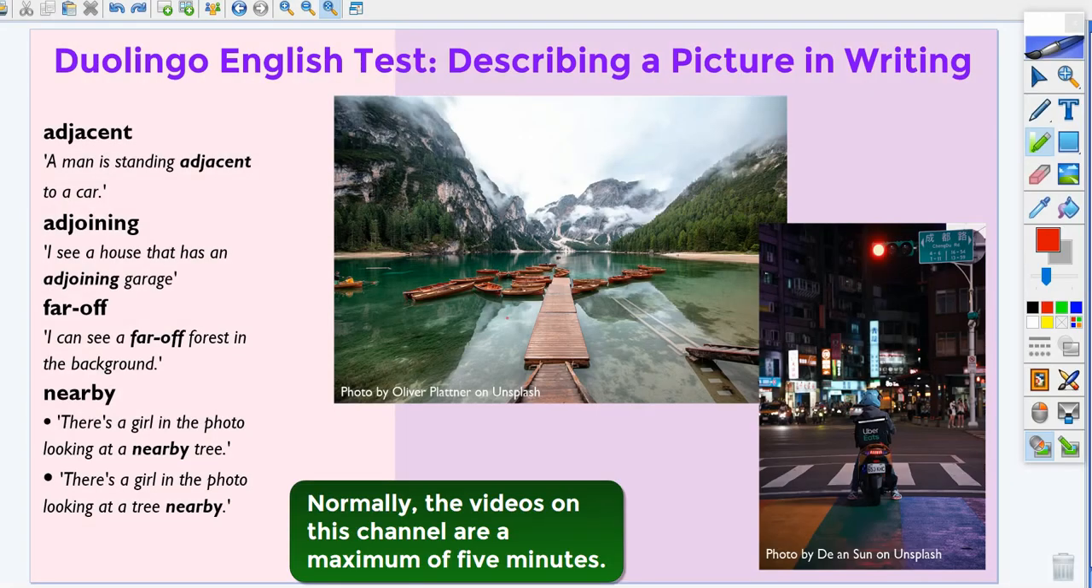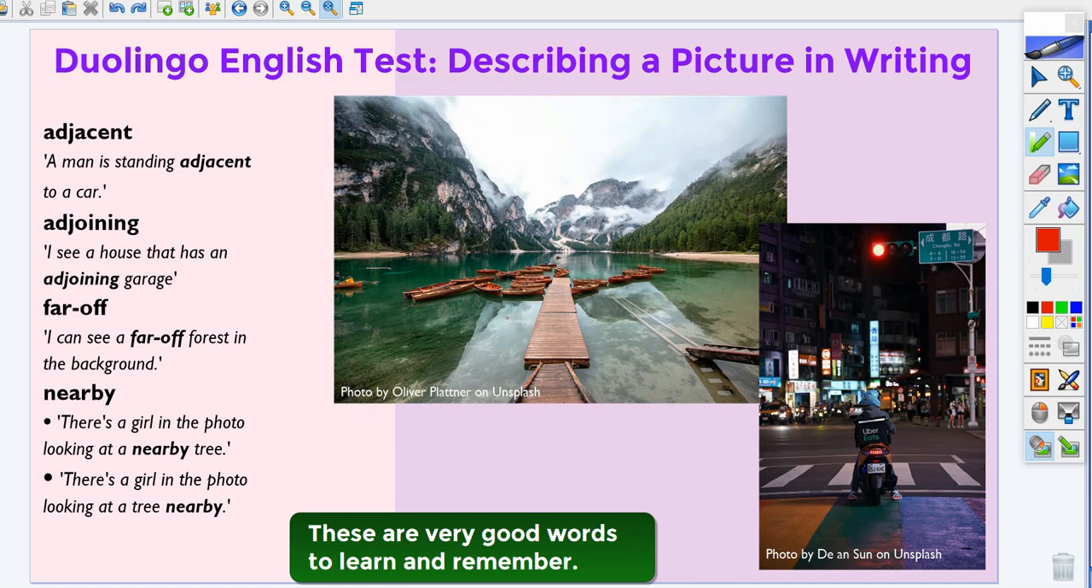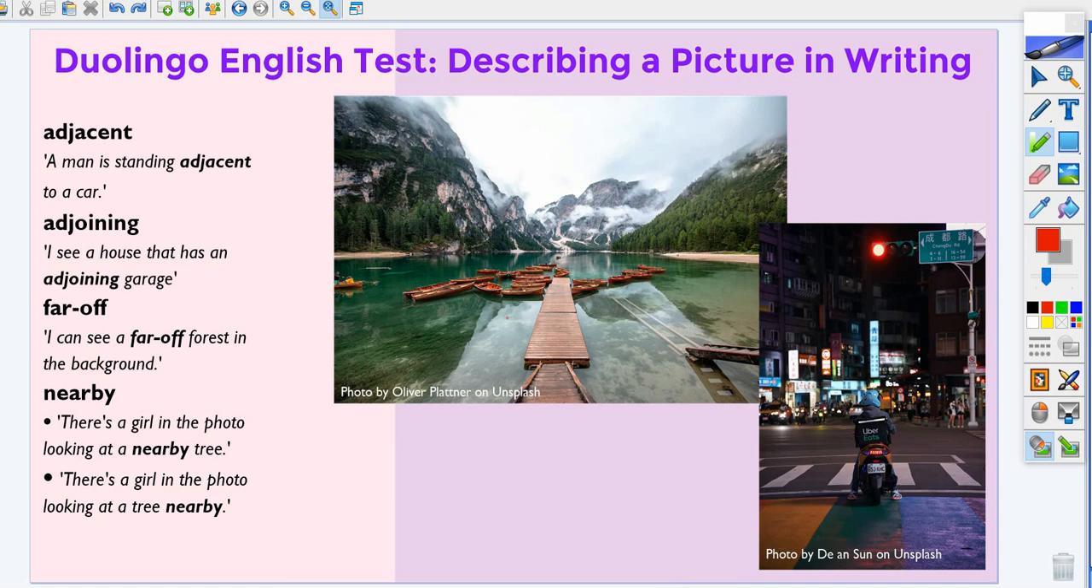Normally, the videos on this channel are a maximum of 5 minutes. However, this time I want to spend a few extra moments explaining some more vocabulary for describing photos. These are very good words to learn and remember.